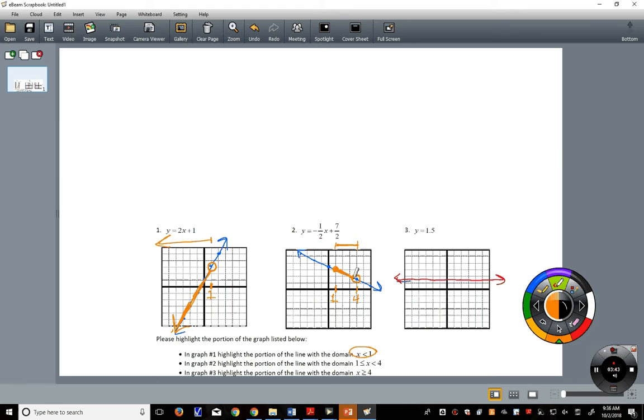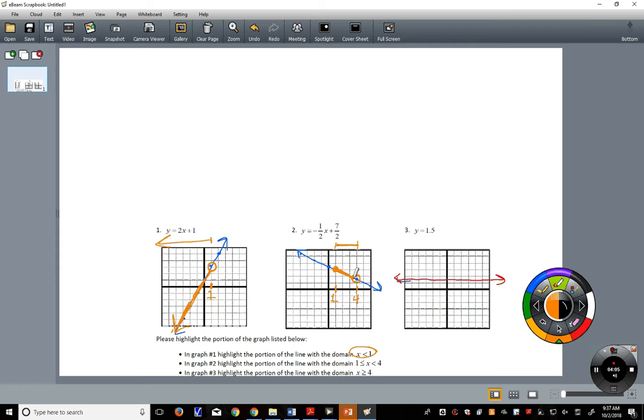So at 1, I filled in that point because that would have an x value of 1, and I'm allowed to have 1. x wants to go up to 4, but it doesn't say in this inequality that it can equal 4. So at 4 as the boundary, I left the open point there. Okay? On the last graph, it said to highlight everywhere where x was greater than or equal to 4.